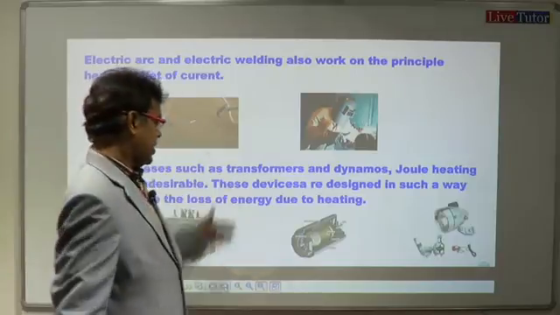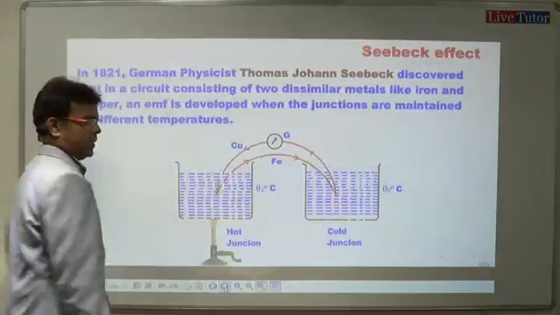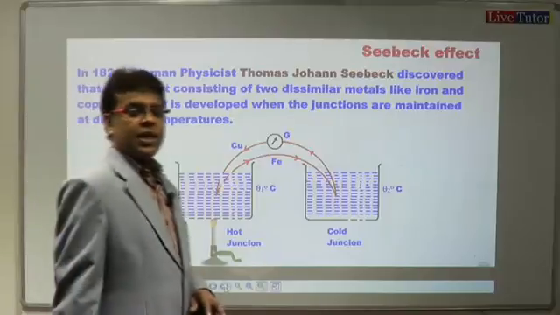Okay, so these are the applications of Joule's law of heating. The next one is the Seebeck effect.